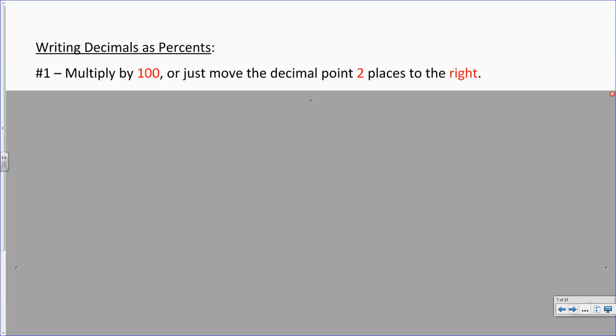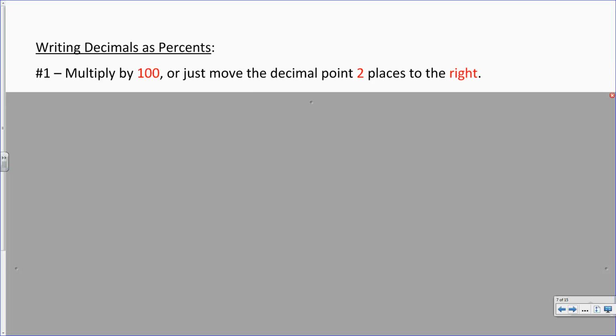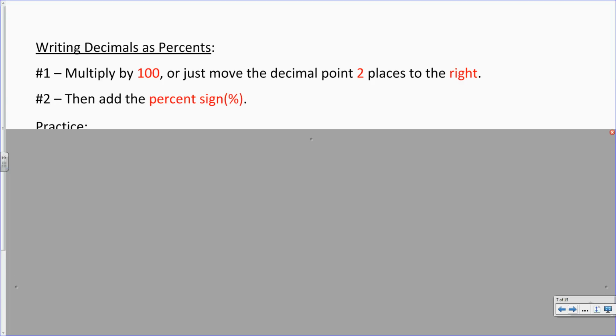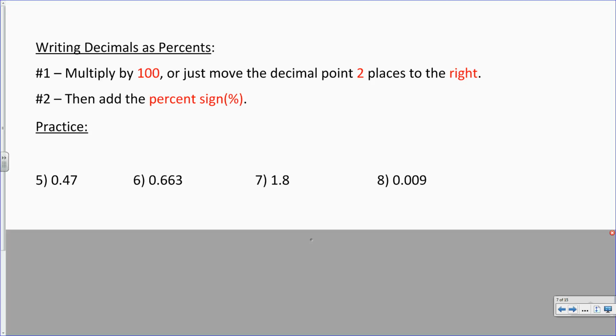Now let's go backwards. We're going to take a decimal, change it to a percent. So we're going to just do the steps backwards. So now instead of dividing, you'll multiply by 100, or just move the decimal point 2 places to the right. And then you add the percent sign back on. So we're going to actually move backwards from what we just did. So here I have my decimal point right before the 4. I'm going to move it 2 to the right, which becomes 47%, and add the percent sign. Go ahead and try the other 3 and turn it back on.